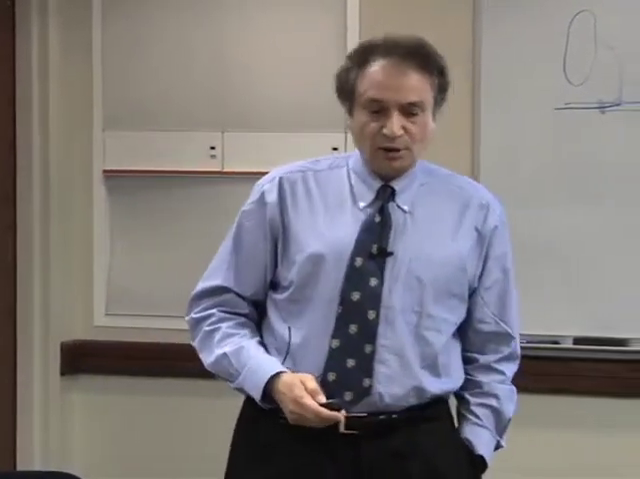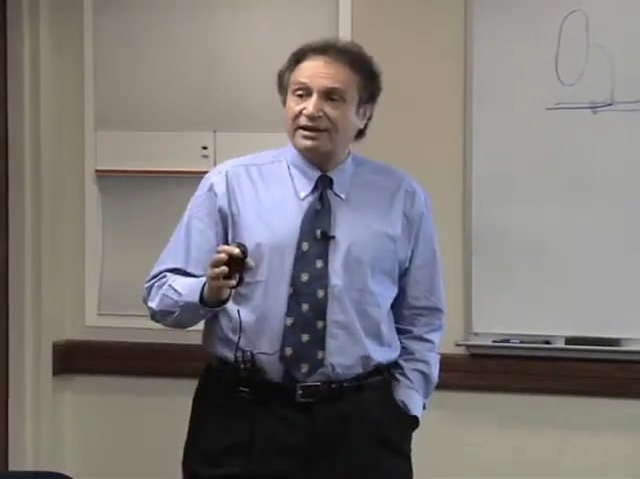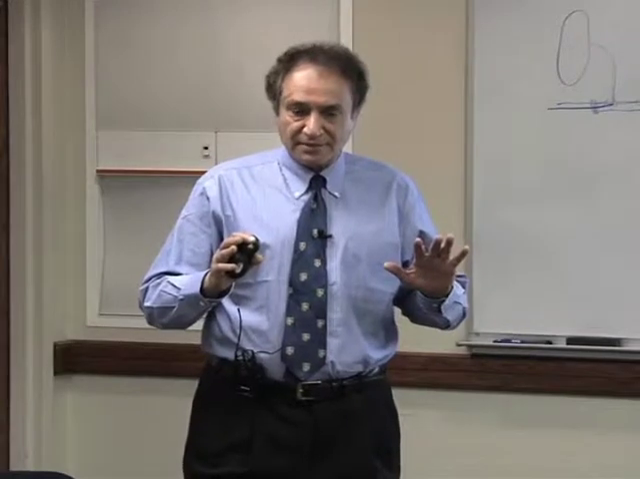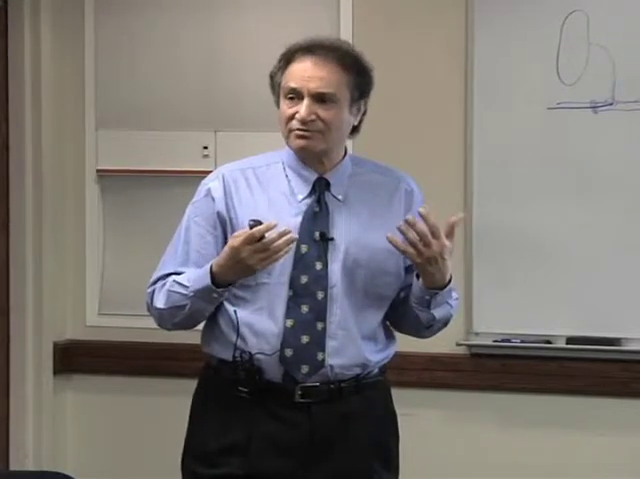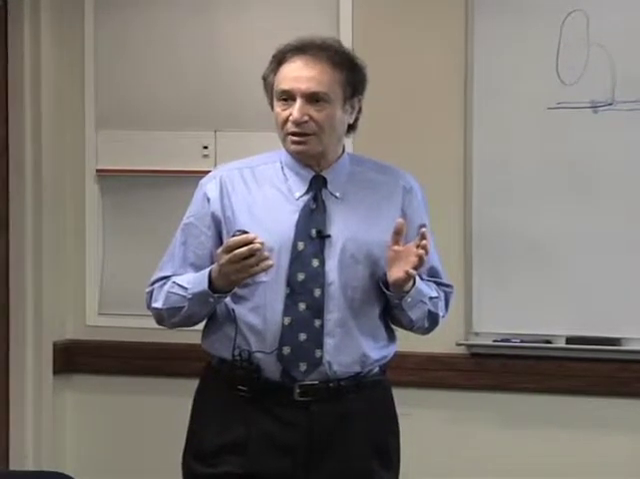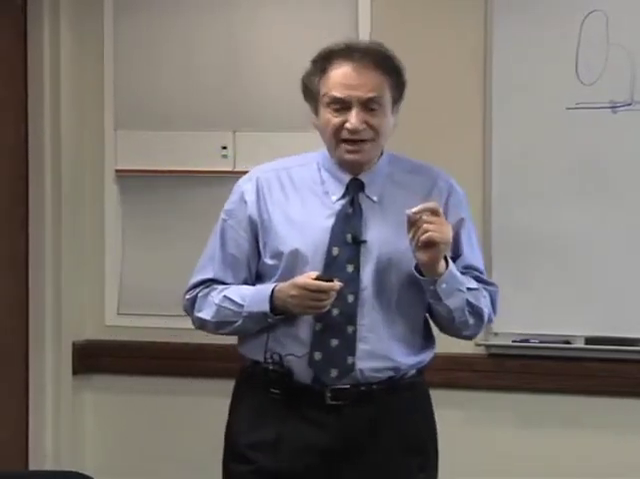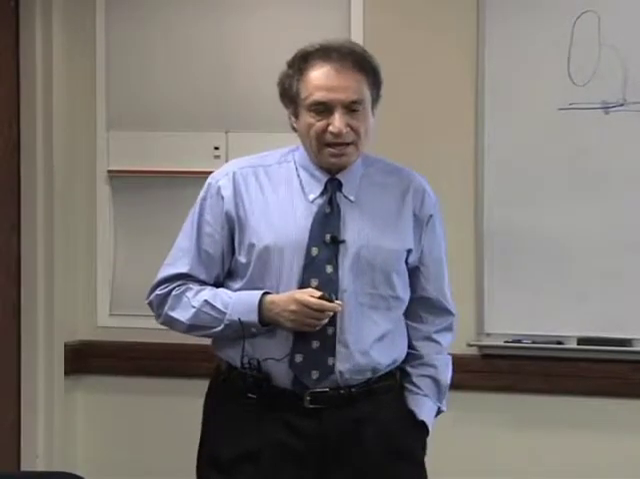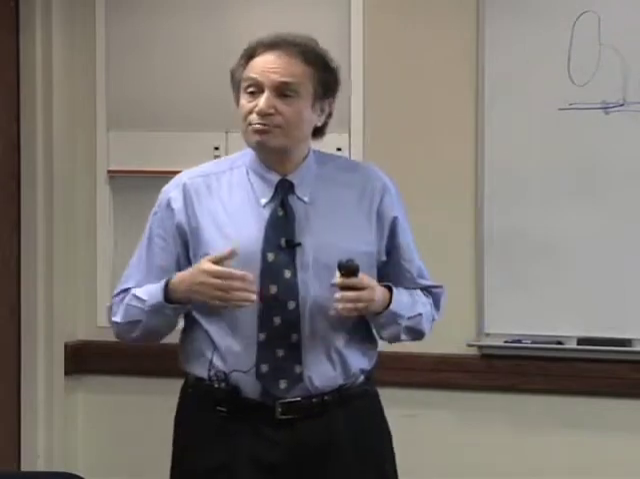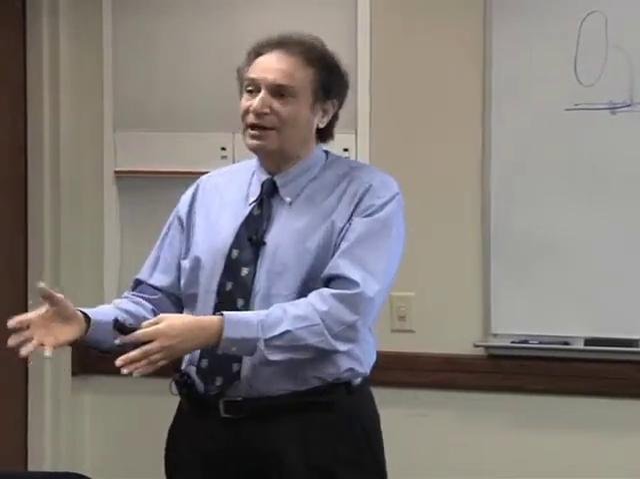So what is this Global Alliance about? It's a funding agency. It's an alliance of funders. Together, these six agencies account for about 80% of all research funding available for biomedicine and health. It's the first of its kind. It focuses on chronic diseases in low and middle income countries and low income populations of high income countries. It supports collaborative, coordinated research at global scale on low cost interventions and capacity building. And it identifies common approaches to provide the evidence that policymakers need in order to put in programs.